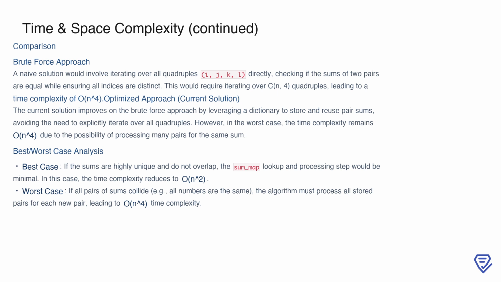The best-case scenario occurs when the sums are highly unique, minimizing the sum_map lookups and processing steps. In this case, the time complexity can reduce to O(n squared). However, in the worst case, where all sums collide, such as when all numbers are the same, the algorithm has to process all stored pairs for each new pair, leading back to O(n to the power of 4).